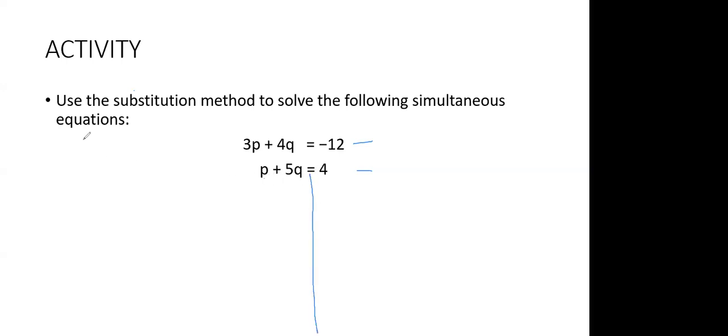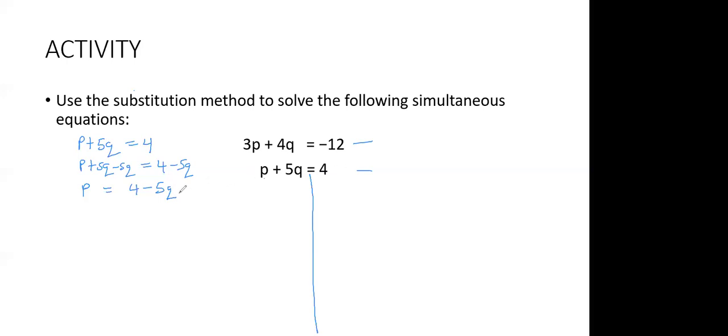So when I come here, I'll have my P plus 5Q is equal to 4. But since I'm interested in P, I'll take away the 5Q. So I'll say P plus 5Q minus 5Q will equal to 4 minus 5Q. So this will be P is equal to 4 minus 5Q.